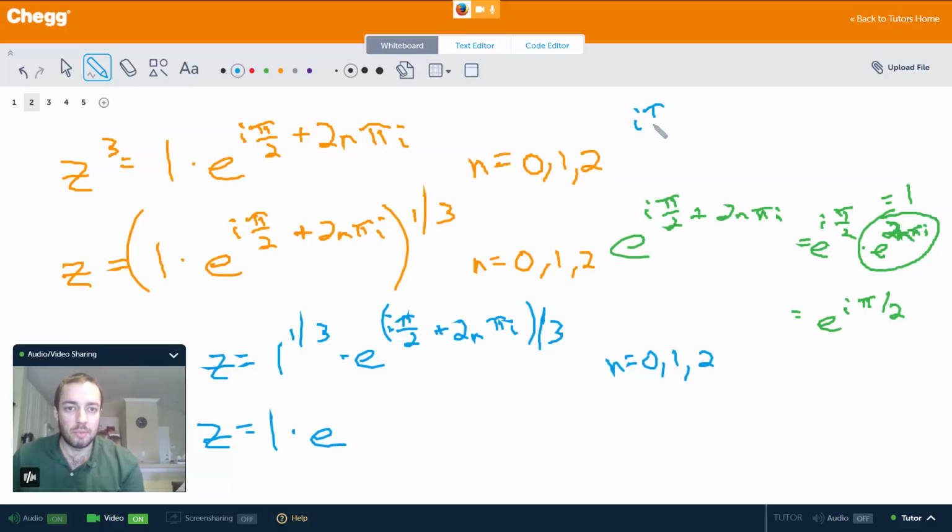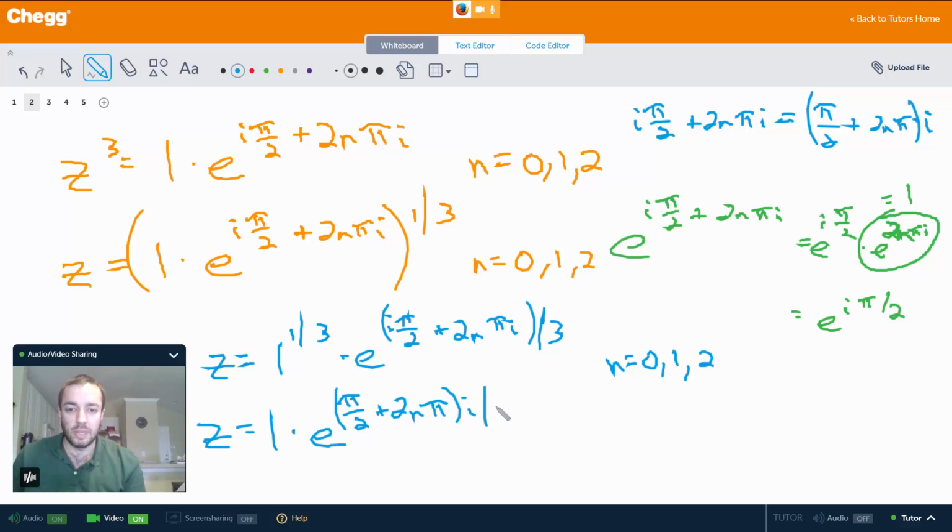So i times (pi over 2 plus 2n pi i). For now, let's go ahead and just factor out the i. So what we have is pi over 2 plus 2n pi, that whole quantity, times i. So this is e to the (pi over 2 plus 2n pi) all times i, and don't forget we are dividing by 3 because we took the cube root of both sides. Okay? Alright, so we have that so far, and still n is 0, 1, or 2. Now you might be asking yourself, well, how's this useful? What do we do next? Well, next, let's go ahead and go on to the next page.